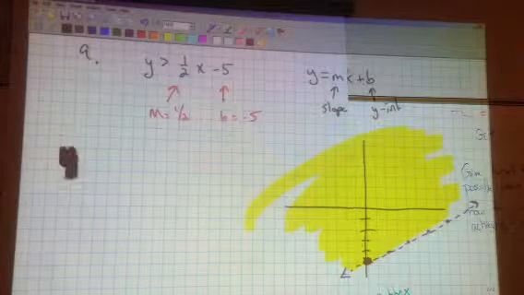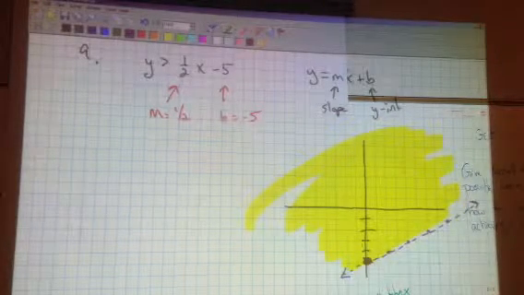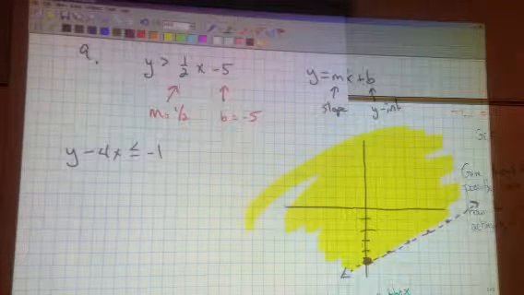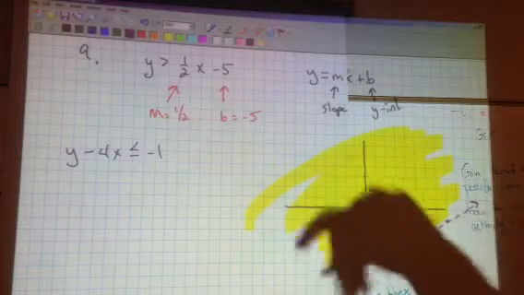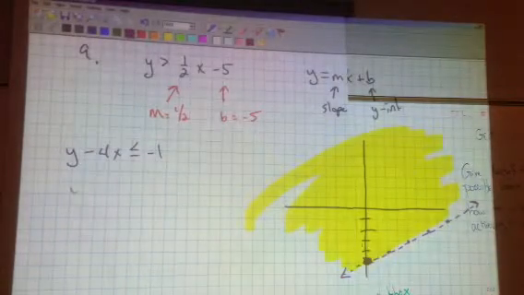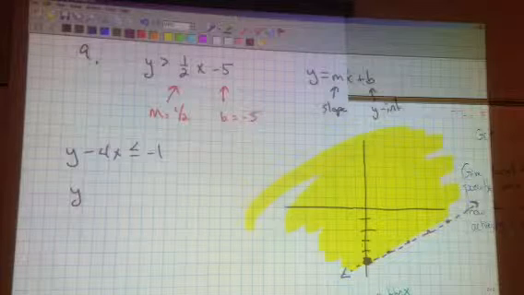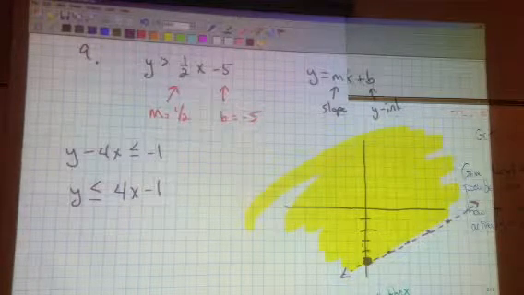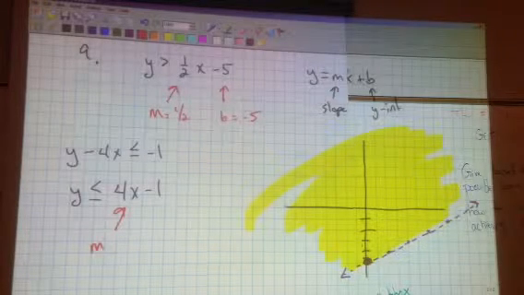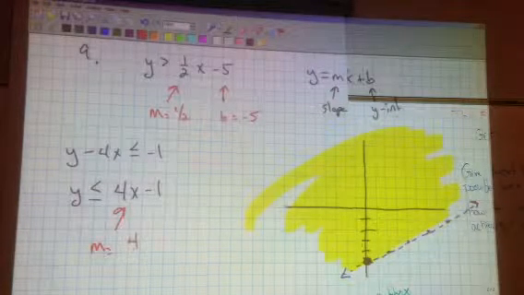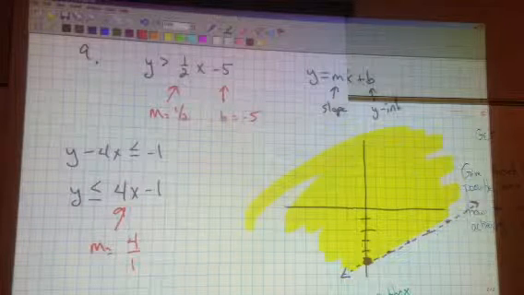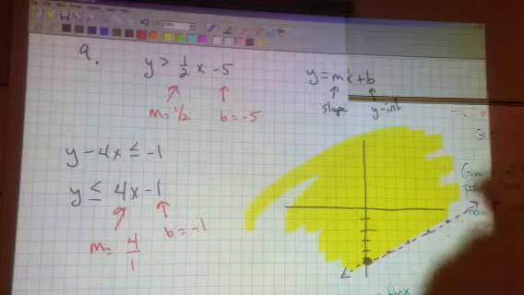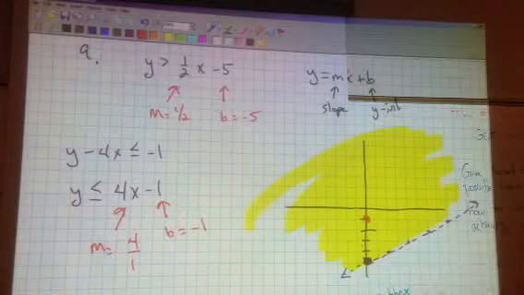Now the other inequality is y minus 4x less than or equal to -1. This is not in slope-intercept form. So we'll just solve for y to put it into slope-intercept form. So I'll add 4x to both sides. So I get y is less than or equal to 4x minus 1. Now my slope is 4, which is like 4 over 1. So I'm going to rise 4 and go over 1. My y-intercept is -1. So I'm going to go down to -1, plot the point, and start there.